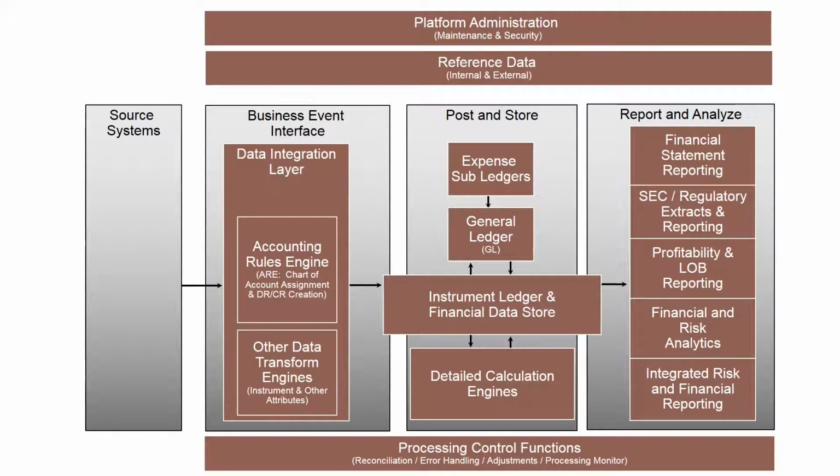So let's talk a bit more about the architecture picture, and let's go to the post and store layer and talk about this. This might be a little bit more than we cover in one video, but we'll make a dent here. One thing on the post and store layer, you'll notice that I've included subledgers, expense subledgers, as well as the general ledger, the instrument ledger and financial data store, and the detailed calculation engines. Let's deal with the expense subledgers first.